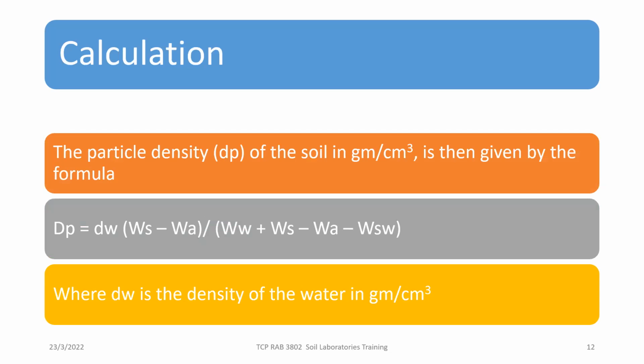For the calculation, the particle density of the soil in gram per cubic centimeter is given by the formula: density of water multiplied by the weight of pycnometer with soil minus the weight of pycnometer filled only with air, and all this divided by the weight of pycnometer when filled with water plus the pycnometer filled with soil, all this minus the weight of pycnometer filled with air only minus the weight of pycnometer filled with soil and water.